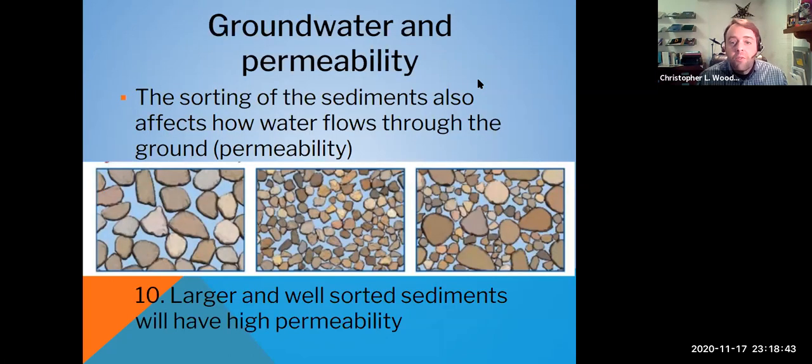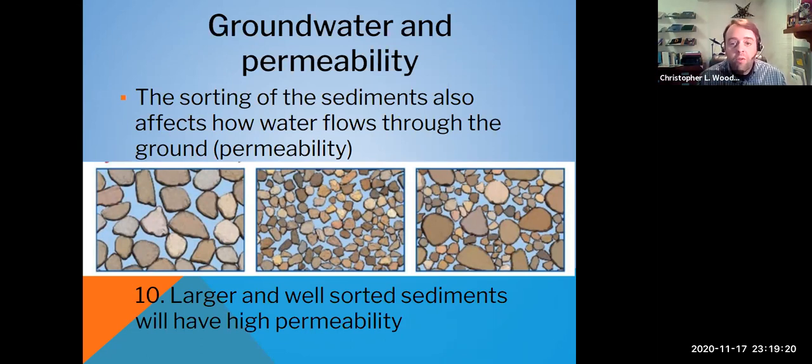So the sorting of sediment also affects how water flows through the ground, not just how much water is stored, that's porosity, but how water flows through the ground is its permeability. Larger and well-sorted sediments will have a high permeability. So lots of big empty spaces, the water is able to flow through very easily. We talked about this a little bit last class. So if you have a bunch of gravel, water is highly permeable. It will flow through very quickly. If you have sand, the permeability is going to be lower, but the water will still be able to travel through.